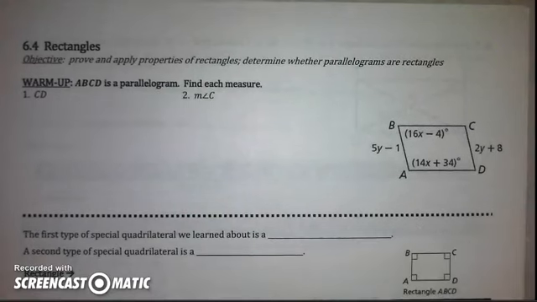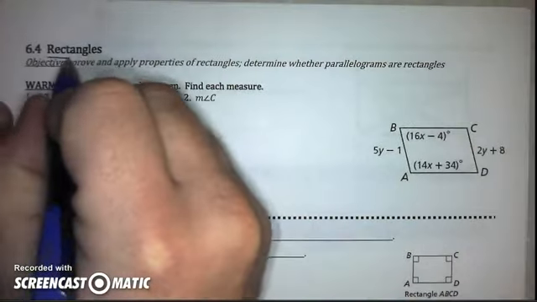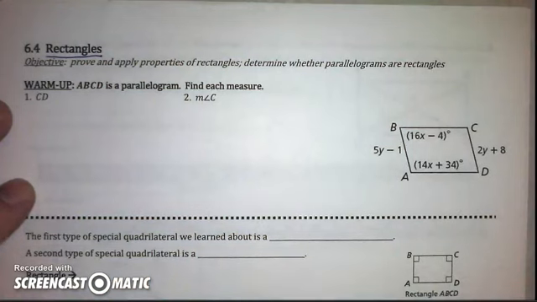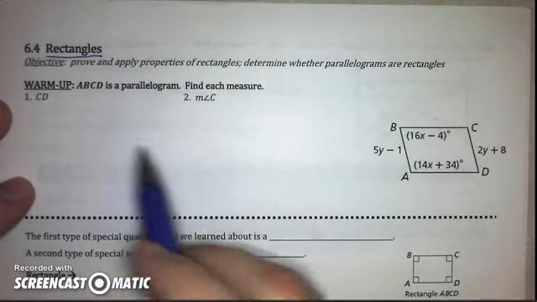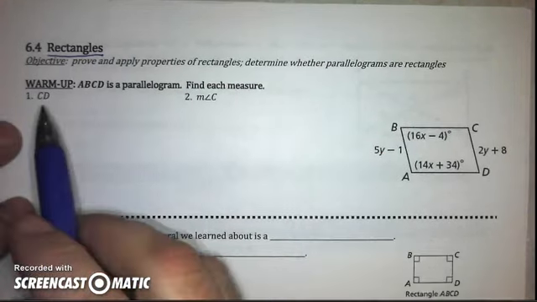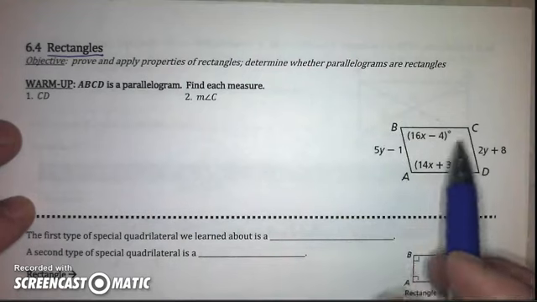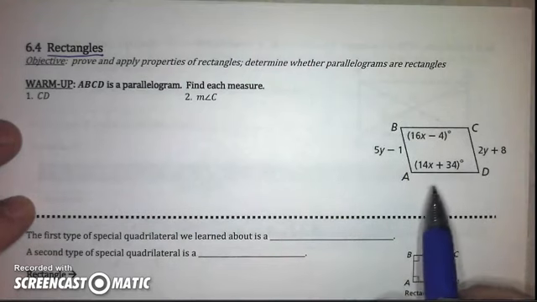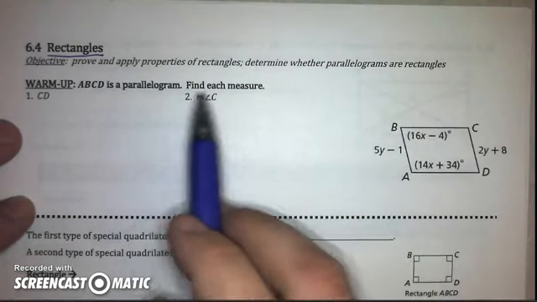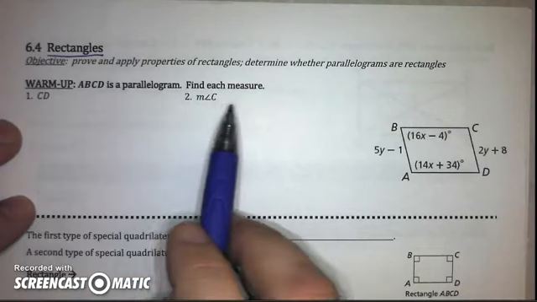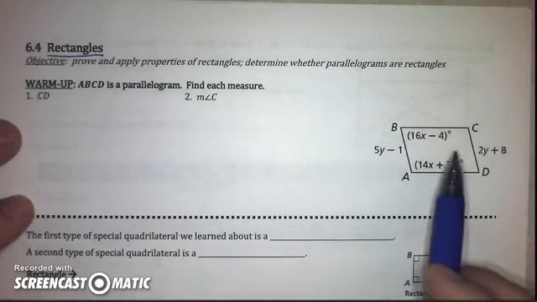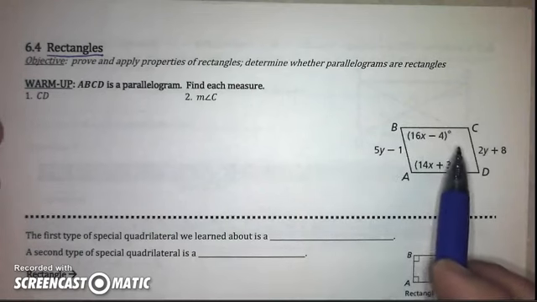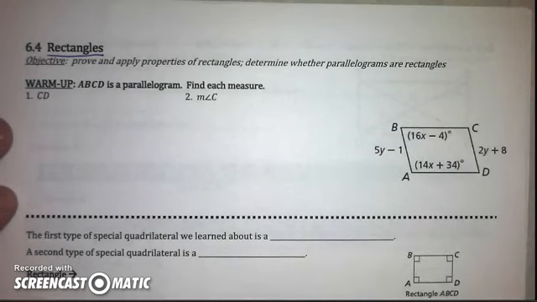Alright, here's our video for lesson 6.4 about rectangles, and this is going to be fairly short, so we'll get going right away. If you haven't done the warm-up yet, go ahead and do that. You should be able to find these things about this picture here. It is a parallelogram. You should be able to find the length of CD and the measure of angle C using this information because you know it's a parallelogram. So do that warm-up, and then I'll show you what the answers should be.